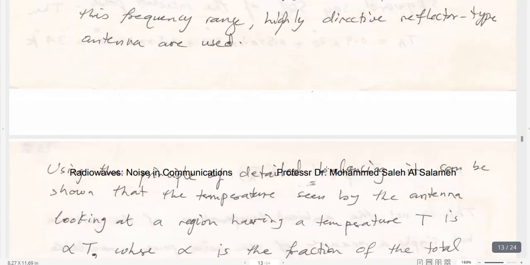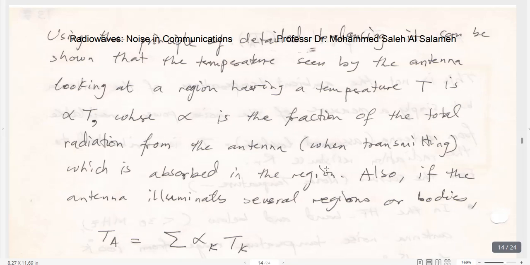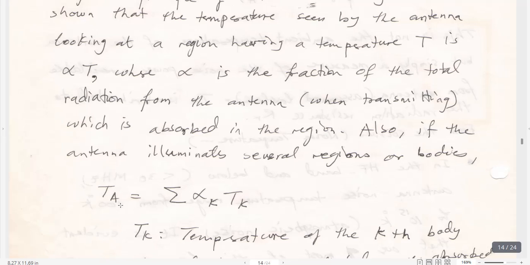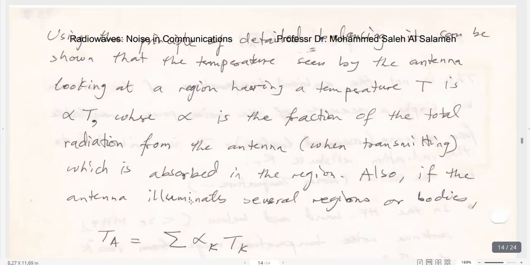Now, how to calculate the noise temperature of an antenna. We use this equation. T antenna equals the summation of alpha k times Tk, where k is an index from 1 to n. Alpha is the fraction of the total radiation from the antenna when it is transmitting, which is absorbed by a region, and Tk is the temperature of that region.